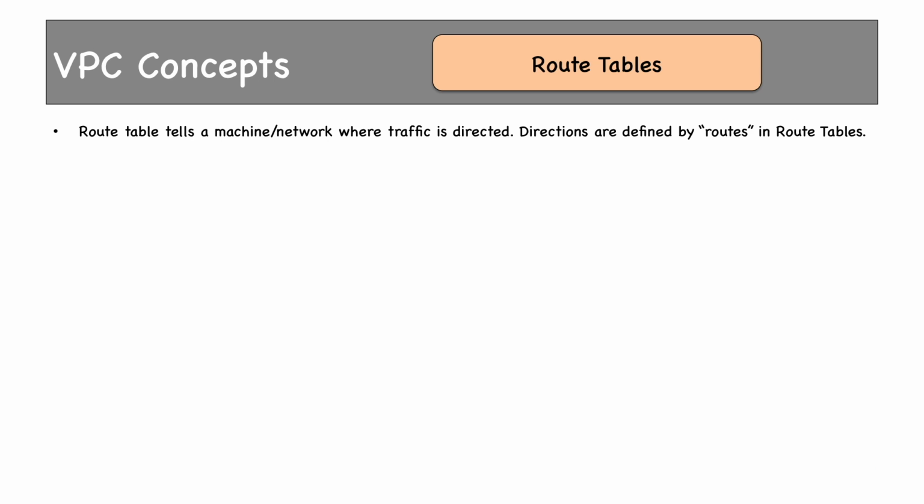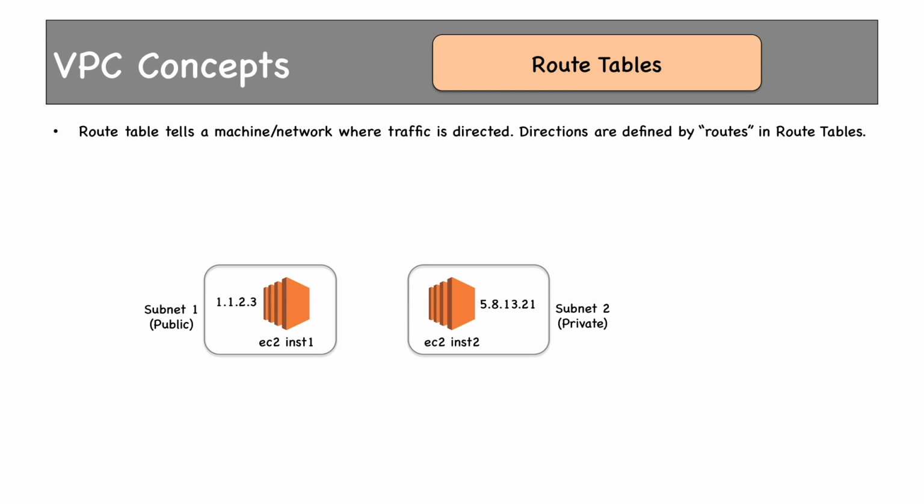A route table tells a machine or network where traffic is directed. Directions are defined by routes and route tables. We have this EC2 instance, INST1, 1123 in a public subnet, and another instance, INST2, 581321 in subnet 2, which is a private subnet. Both the subnets are in the same VPC. We have an internet gateway, and of course, the internet.